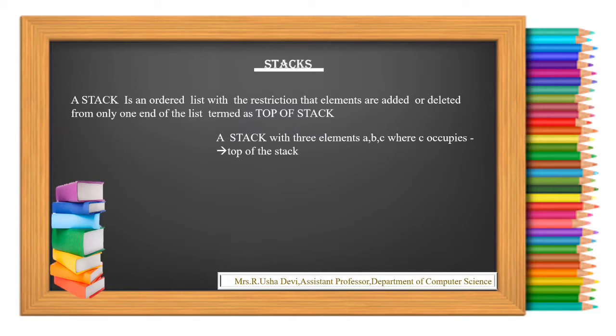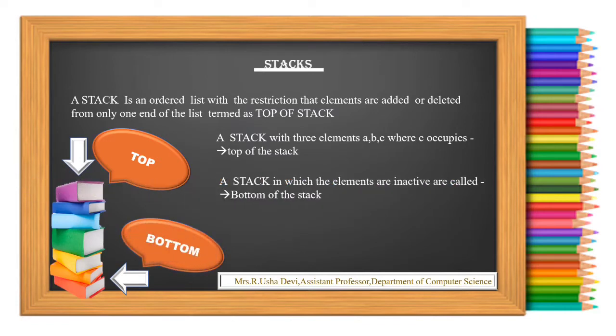Here we can see a collection of books arranged one above the other. Let us consider three elements A, B, C, and C is called the top of the stack. In this bundle of books, the topmost book, which is pink in color, is called the top of the stack. The bottom of the bundle is called the bottom of the stack.